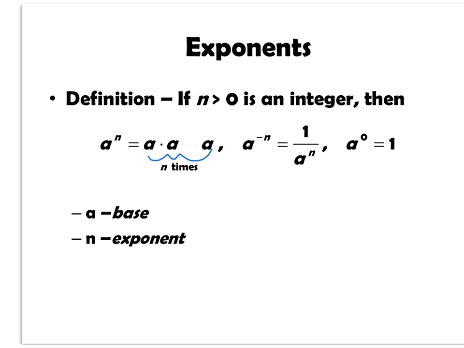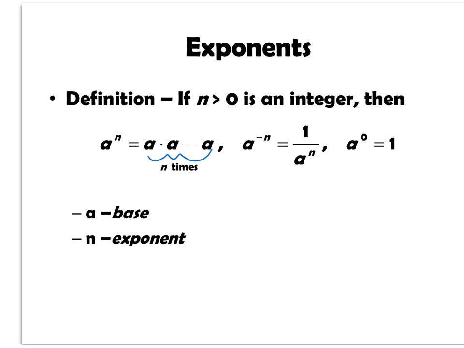In this lesson, we're going to talk about dealing with exponents. So first, let's start off with a definition of what we mean by an exponent. If n greater than 0 is an integer, then the expression a raised to the n power means a times dot dot dot a, n times. We just multiply a by itself n times.